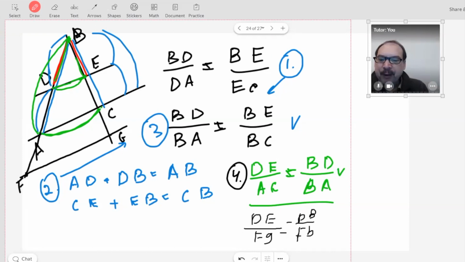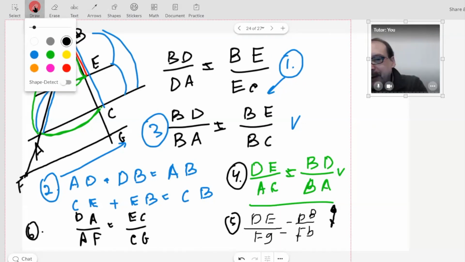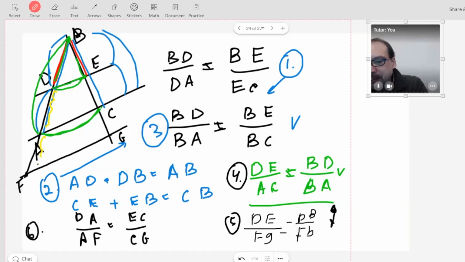That is correct. It is. Yes. This is done by complete analogy, and it is absolutely right. But there is one more, which also is important, which connects shorter sides. DA over AF, for example, will be equal to EC over CG. Of course, these sides belong to different triangles, so there are similar relationships and some algebra, so done.